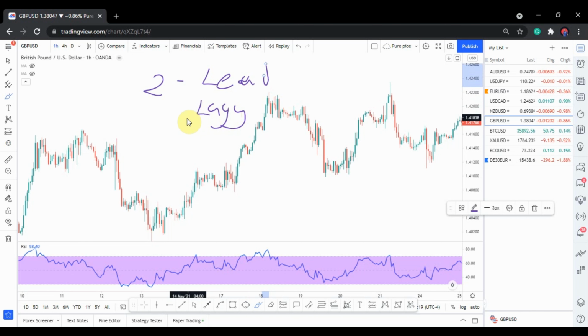For an example, in lagging indicators we have indicators like the moving average, and in leading indicators we have indicators like the oscillators, which are the relative strength index and the stochastic. Those are the most famous ones, but we have a lot of oscillators. So today we are going to be focusing on how we can apply this oscillator into our trading.